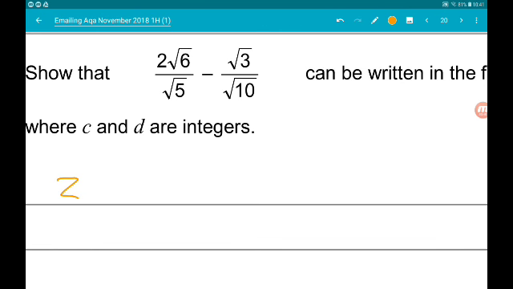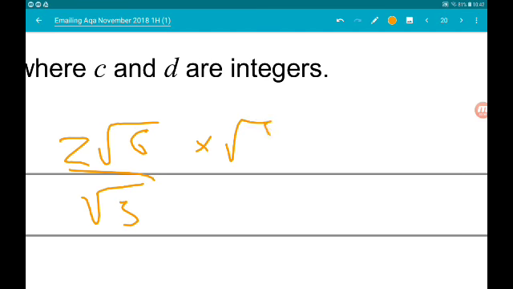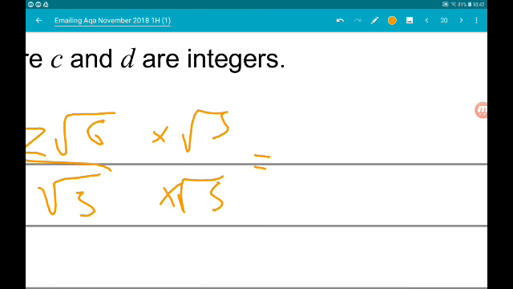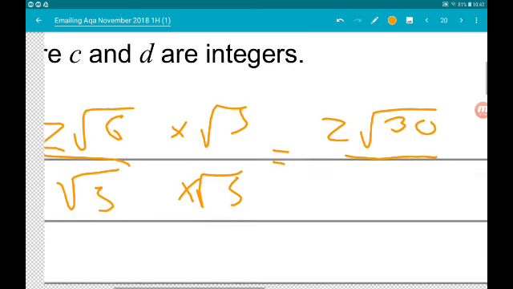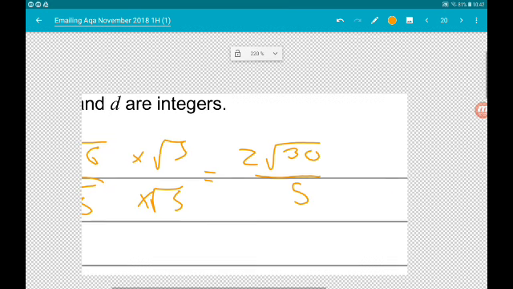So 2 root 6 over root 5, you never want surds on the bottom of a fraction, so we need to rationalize. To do that, we times by root 5 on the top and the bottom. So that's going to give us 2, now root 6 times root 5 is root 30, so we got 2 root 30 over root 5 times root 5, which is 5. Cool.